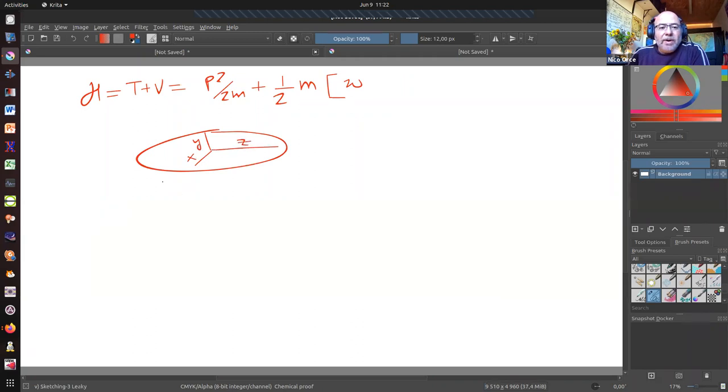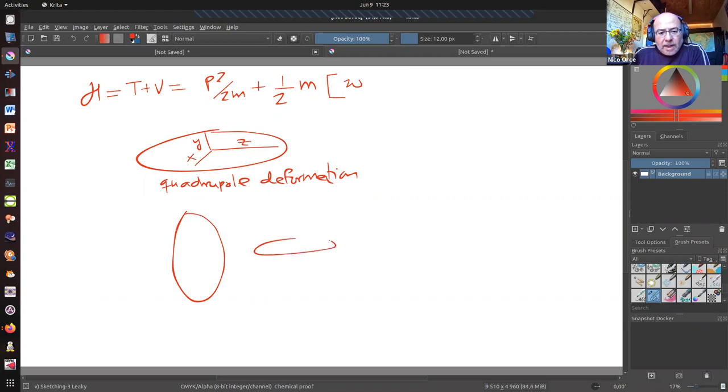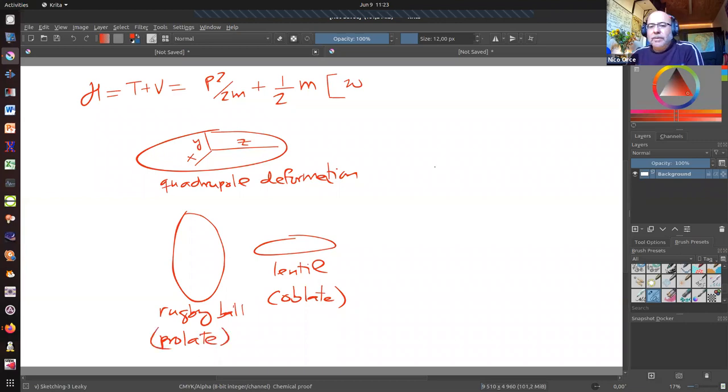So we are having what we call a quadrupole deformation, like a kind of rugby ball, which can be actually a rugby ball like this, or can be like a lentil. The lentil will be called an oblate shape, and the rugby ball will be called a prolate shape. And we're going to go through this in a little bit.